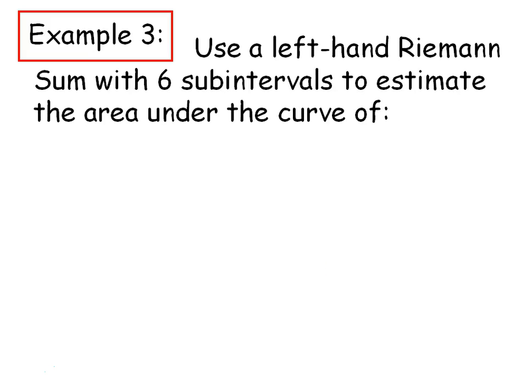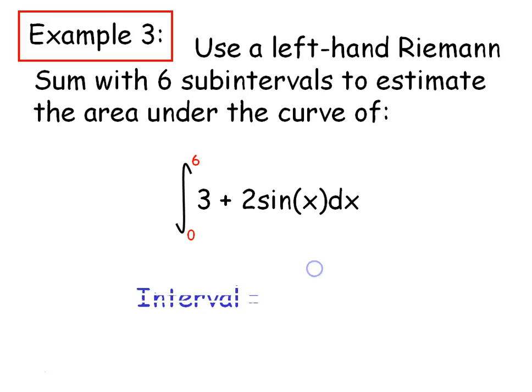This time, let's just try a left-hand Riemann sum with 6 subintervals again. And this time, let's try this definite integral here. So we're going to estimate the area between the curve and the x-axis from 0 to 6 of 3 plus 2 sine x. Now we do another trig function. Those typically can be a little bit more difficult for some students than a polygonal type function, but we're going to try another trig function.